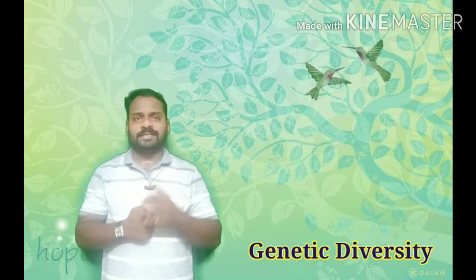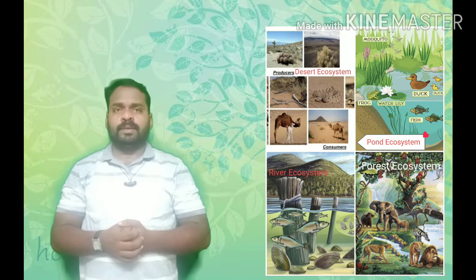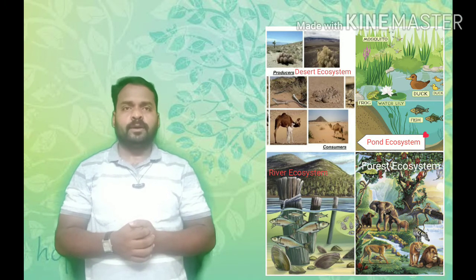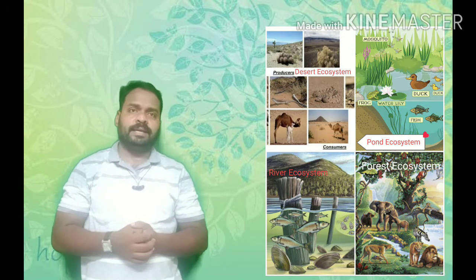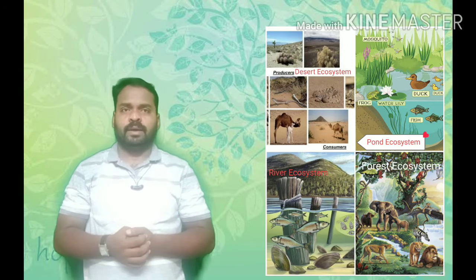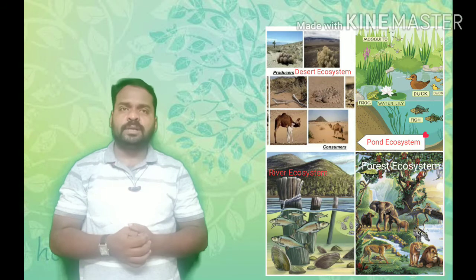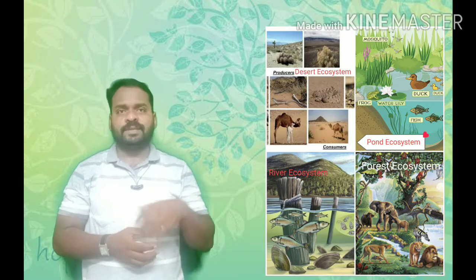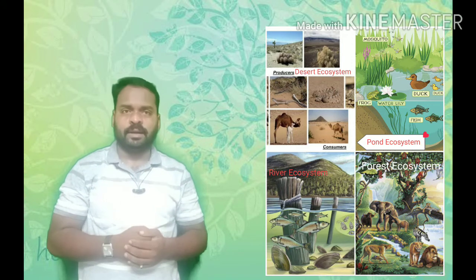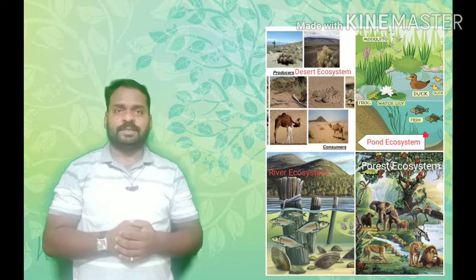Then the last type, that is ecosystem diversity. Ecosystem diversity is the third type of biodiversity. The word ecosystem was first coined by the scientist A.G. Tansley in 1935. He defined the ecosystem as a basic functional ecological unit in which biotic and abiotic components interact with each other to produce an exchange of material, and from that exchange a system is formed. That system is known as an ecosystem.